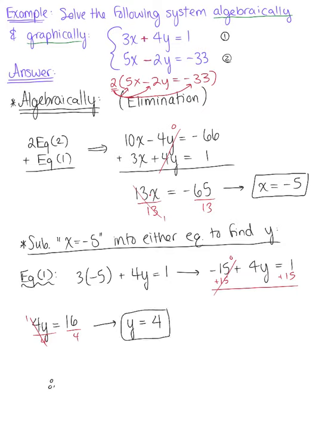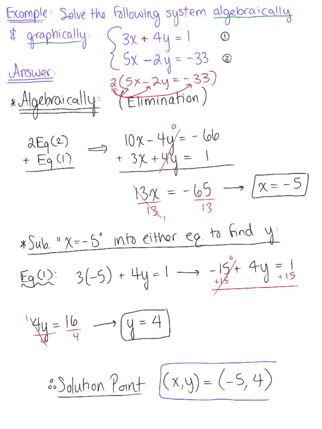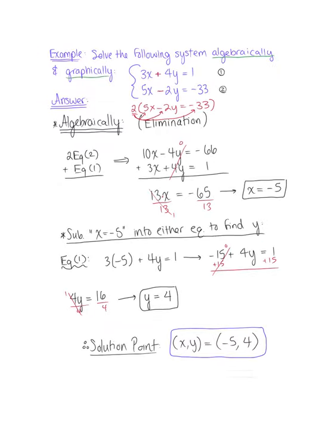So we now know that the solution point, or the coordinates of the intersection point of these two lines, is defined as (x, y) is equal to negative 5, 4. So this is our answer for the algebraic solution. And now we want to go ahead and solve this system graphically.